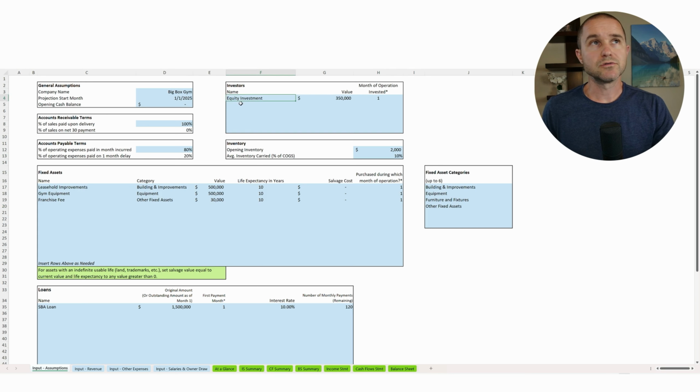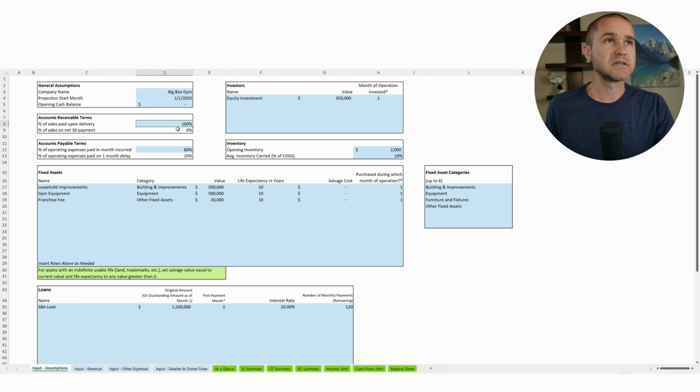Now you're going to likely need to put in some equity into the deal, whether that's your personal investment or raising equity from outside investors, but you're probably going to need some equity. So we've assumed here $350,000 in this example, invested in month 1 or at the beginning of the model.